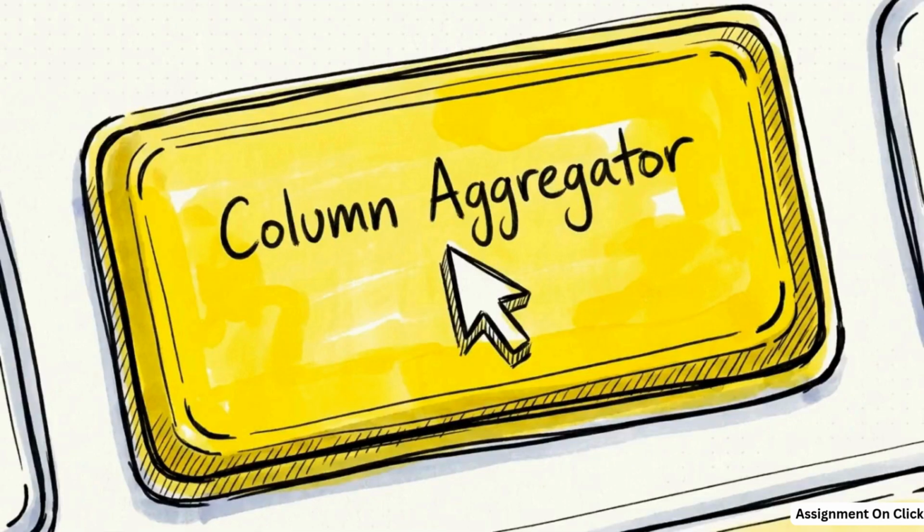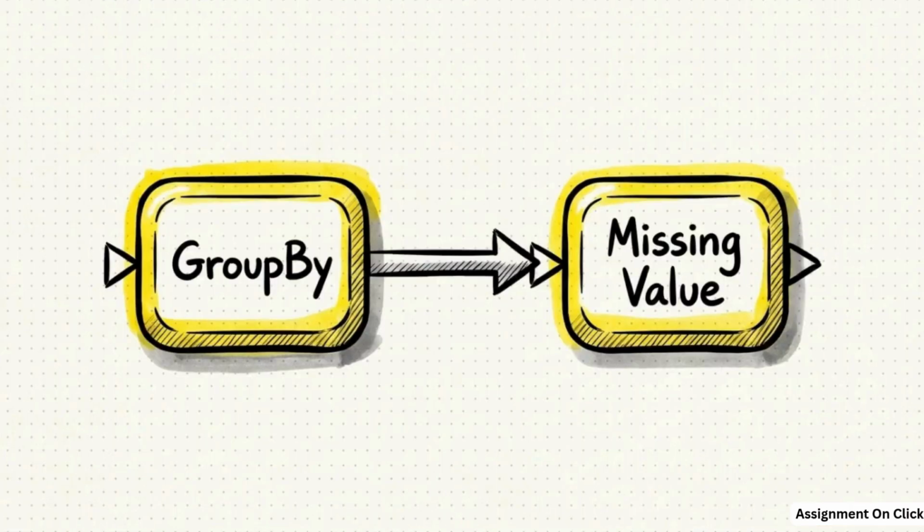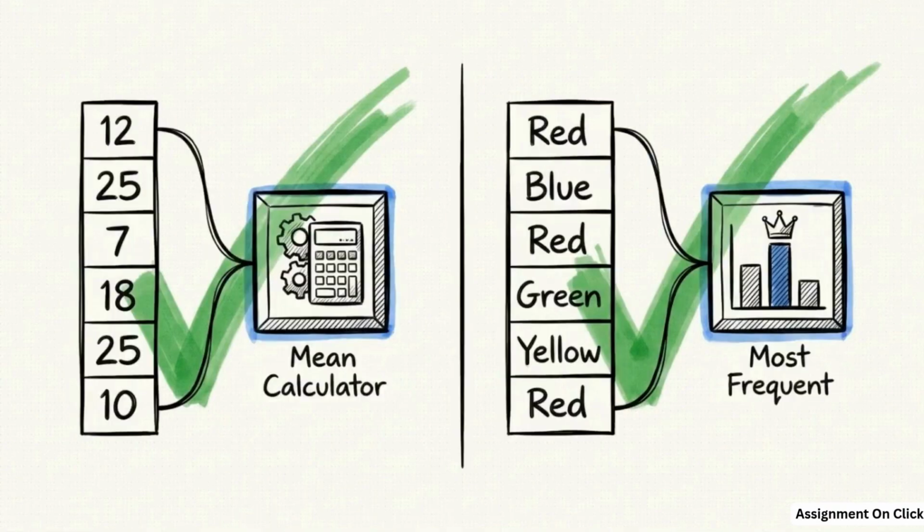If you need more complex calculations, you can use the column aggregator node or group by node to create custom values before feeding them into the missing value node. Successful imputation depends on matching the correct statistical method to the specific data type.